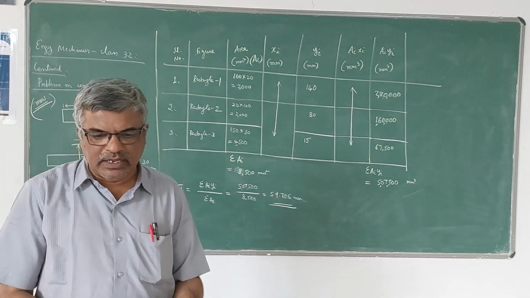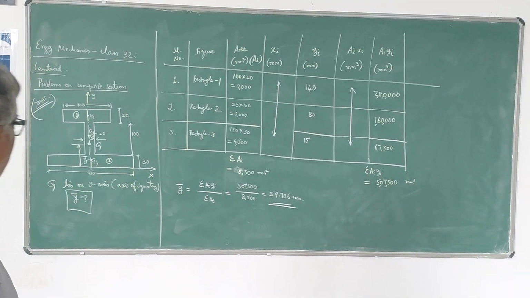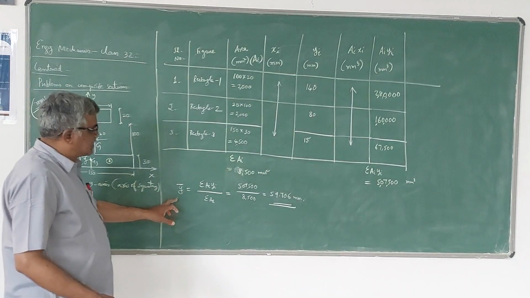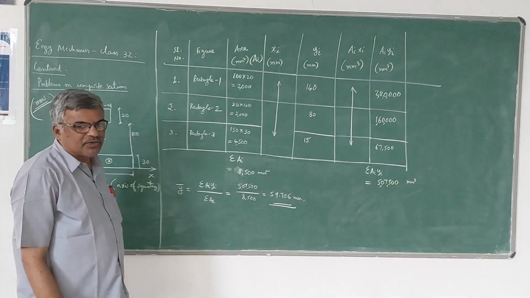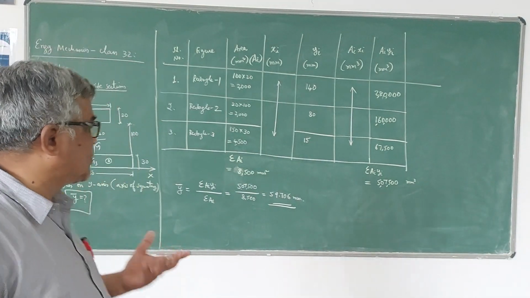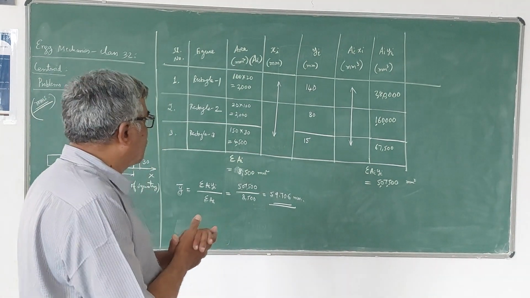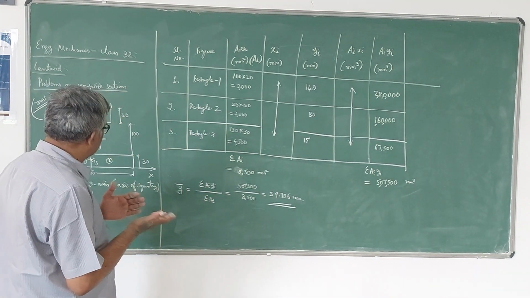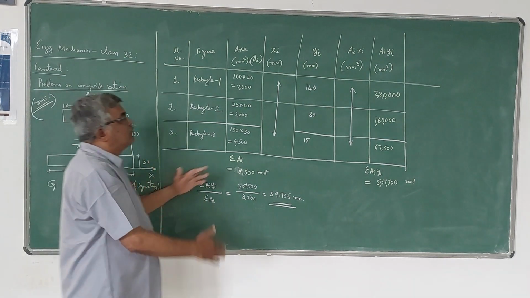So 59.706. That is the location, the distance of the centroid of this composite section from the base. Because I have taken the x-axis as the base, this y bar distance is 59.706 mm. In this problem, it is symmetrical about the y-axis. Therefore, x bar will be 0. Only y bar we have to find out, and there is no cutout portion or hole here, so area is not negative here. All the distances are measured from the x-axis upward, therefore all the y's are positive only.